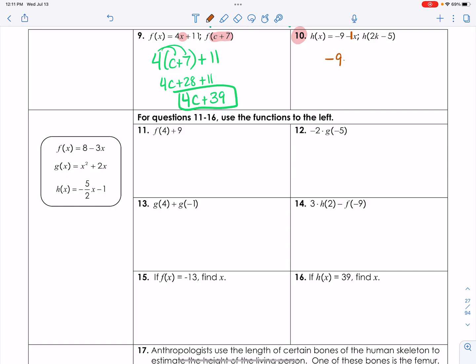So I'm doing negative 9 minus 1 times 2k minus 5. So the first thing I'm going to do is multiply in by a negative 1. And so my answer is negative 2k minus 4.